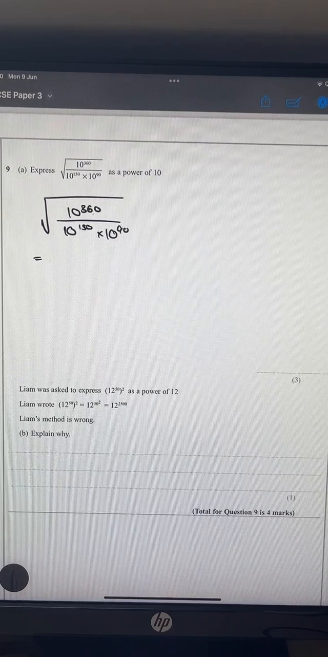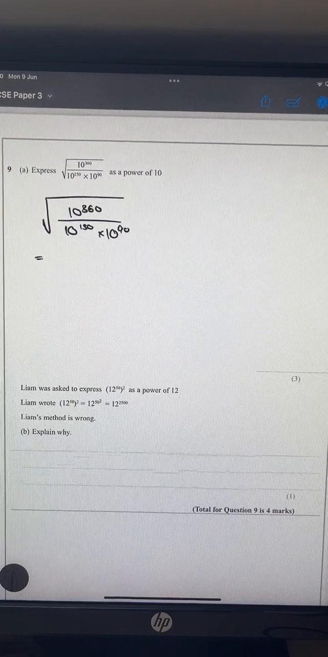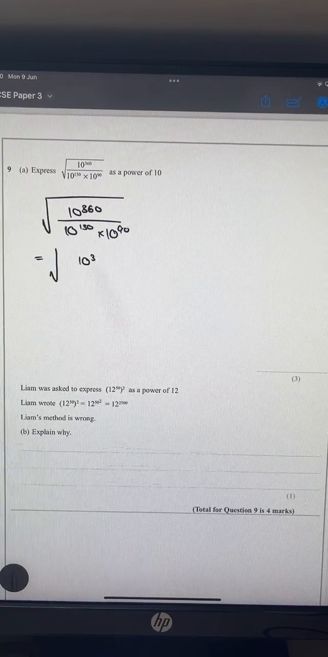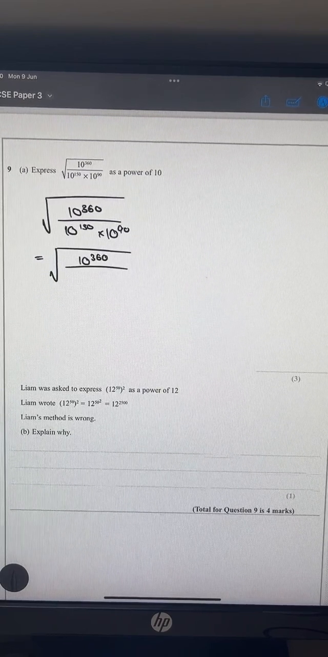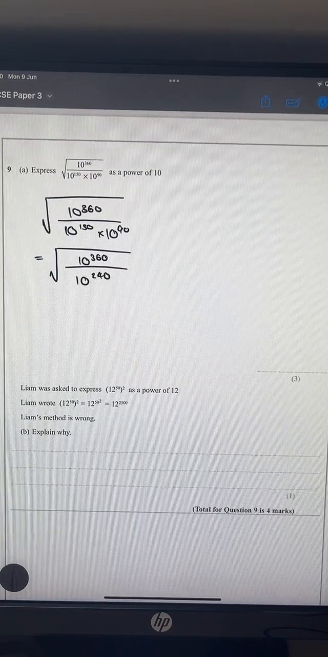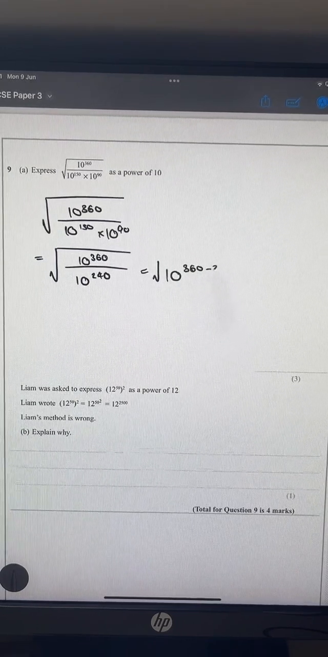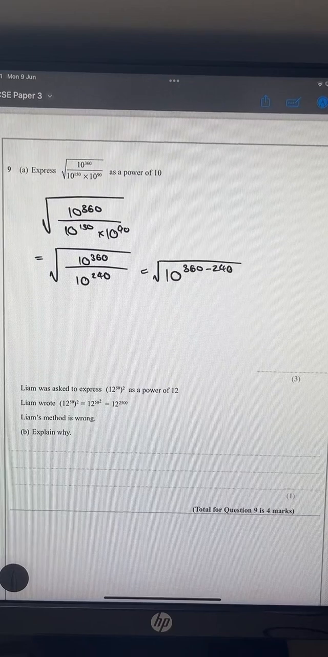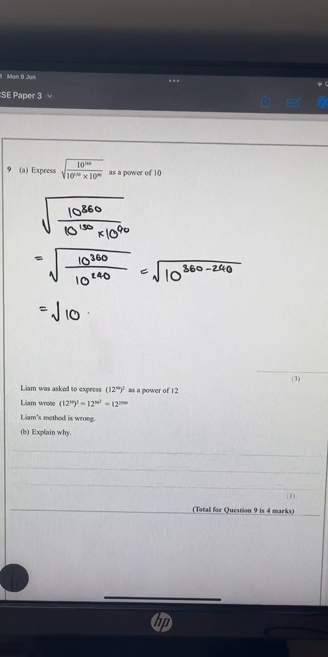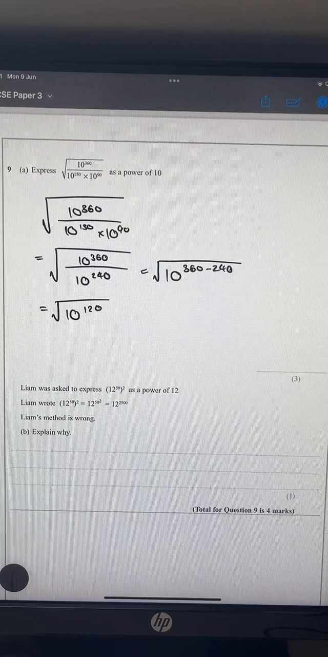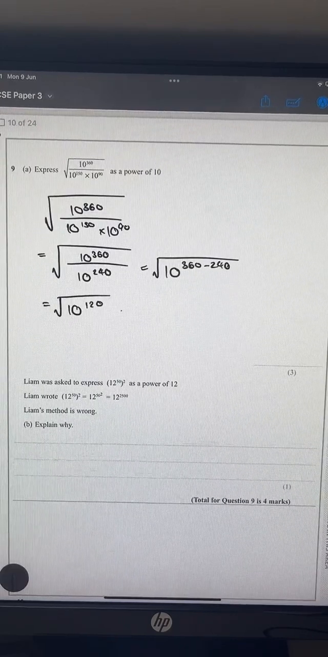So I'm looking at this. What is the most obvious thing I could do? Well, I could just multiply the denominator through. So I have 10 to the 360 over 10 to the 150 times 10 to the 90. Remember, if you're multiplying numbers, you're adding the powers. So this would be 10 to the power of 240. So now I've got 10 to the 360 divided by 10 to the 240. When I'm dividing powers, I subtract. So this would be 10 to the 360 minus 240. Subtract the powers. So that's just going to be equal to the square root of 10 to the 120. And that's what I have so far. Now, this root can also be expressed as a power.